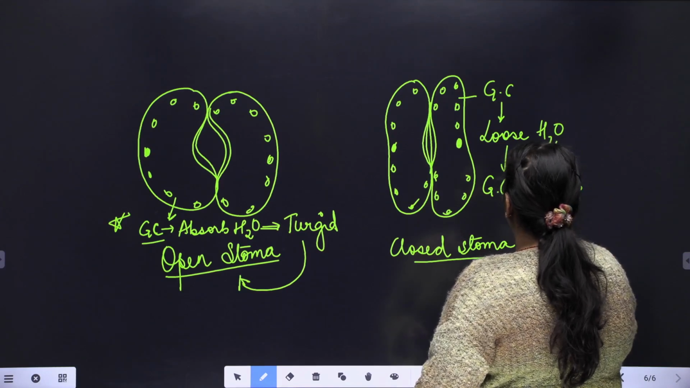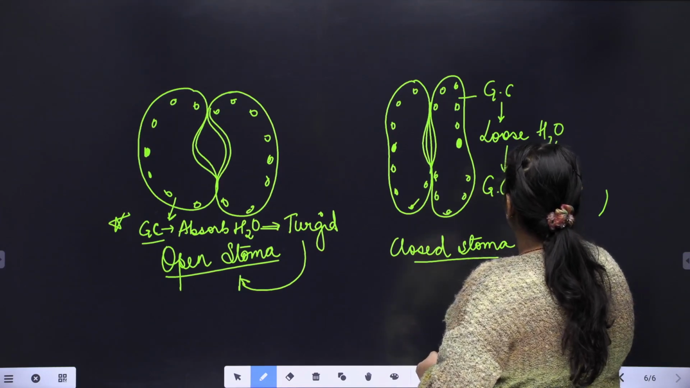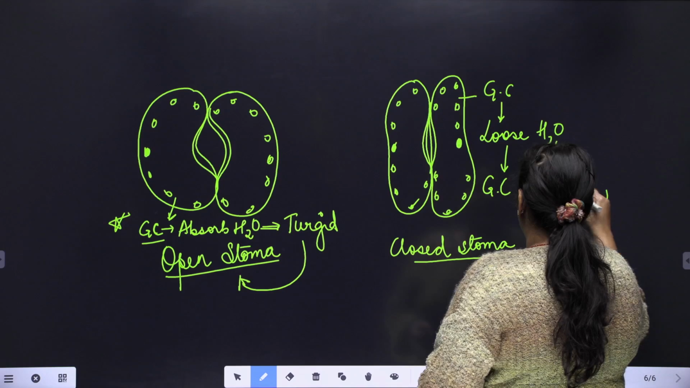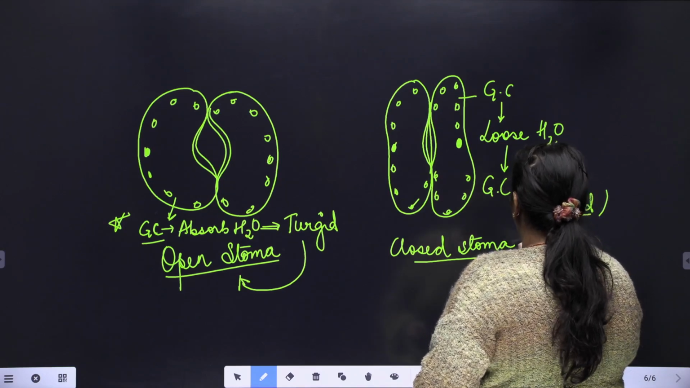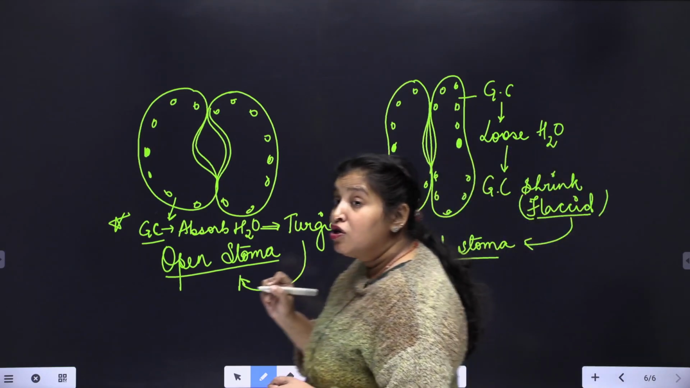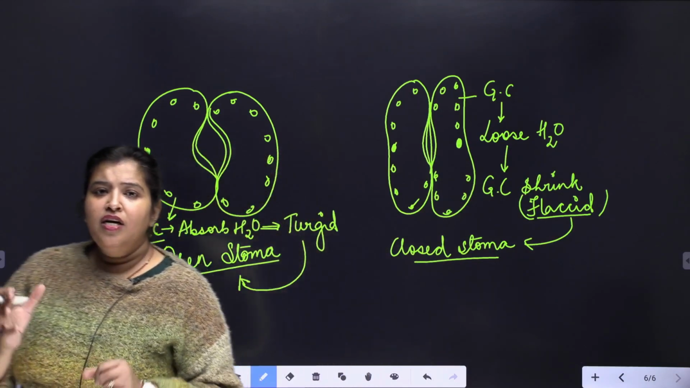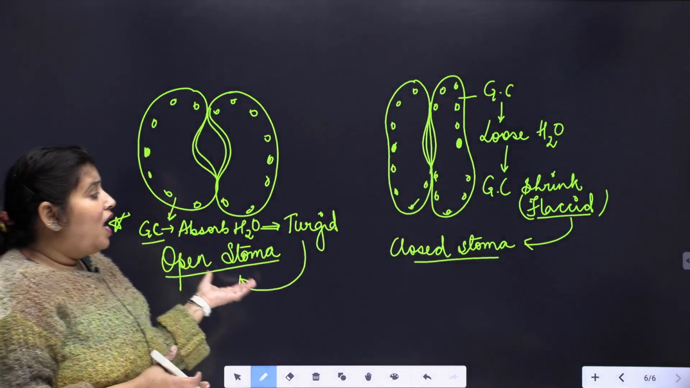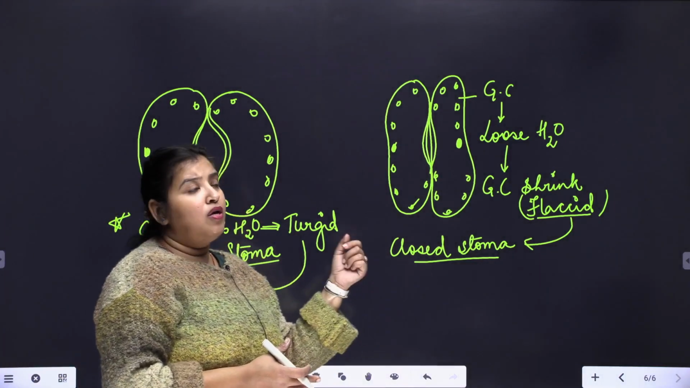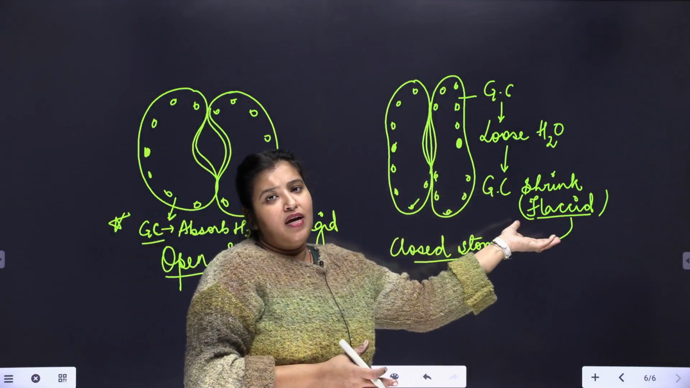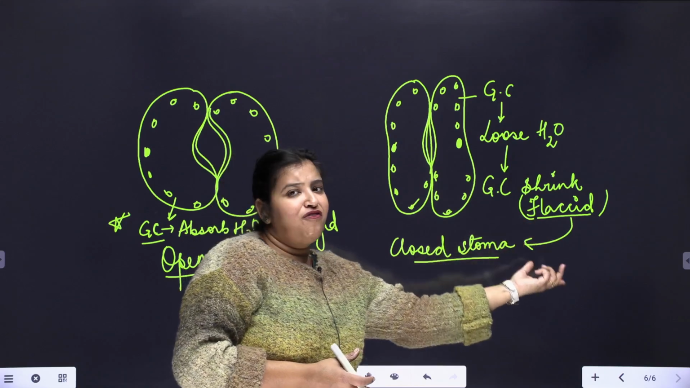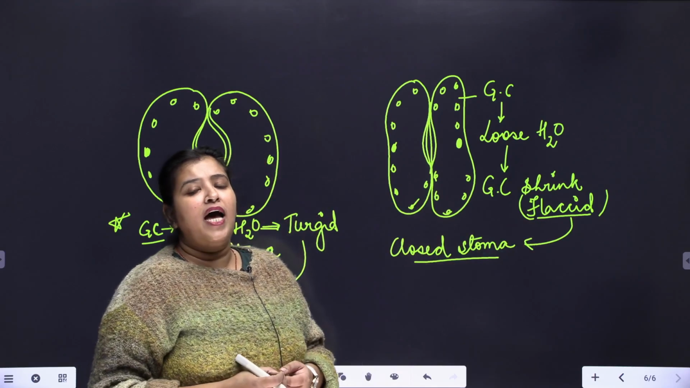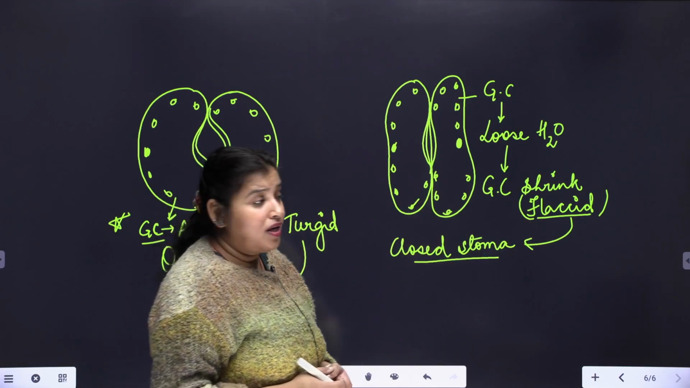The shrunken guard cells are known as flaccid, and this is why the stomata are going to close. So when guard cells are turgid, by absorbing water from the surrounding cells, the stomata open, and otherwise the stomata close. When they lose water, they shrink, and the shrunken state is called the flaccid state. And this is how the opening and closing of stomata is regulated.